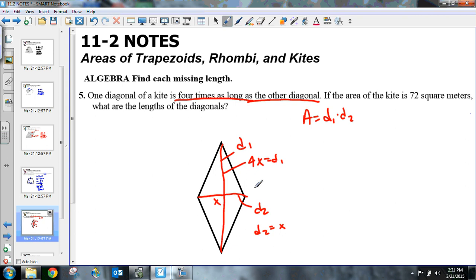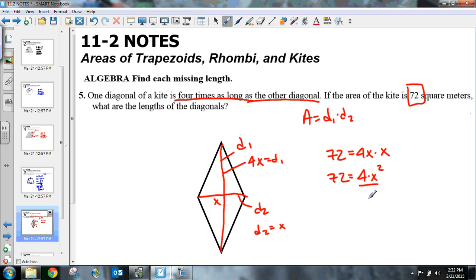All right, so that's something that we kind of got to get used to, is taking some words like this and being able to draw a picture, okay, and labeling what those are. So let's plug these in. Now I know I have an area of 72, so I'm going to take 72 and set that equal to d sub 1, which is 4x, and I'm going to multiply that by d sub 2, which is just x. Now, 72 is equal to, okay, if I take 4 times x, that means I'm taking 4 times x squared.